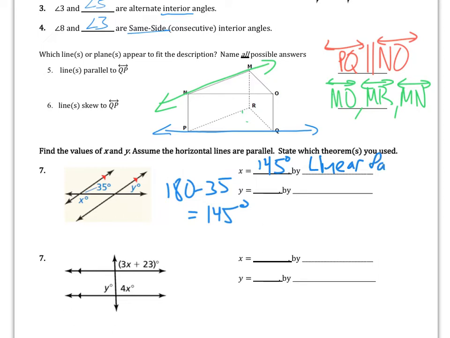All right. Linear pair theorem says that linear pairs are supplementary. And so we just used that. Okay, so the theorem is the reason.